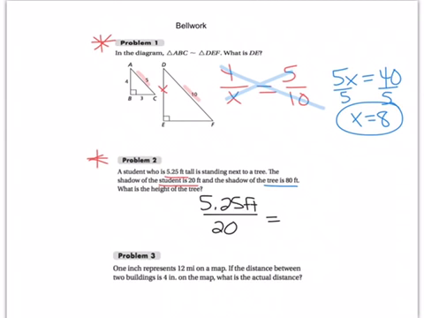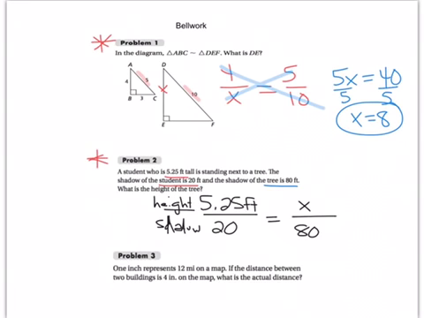So we've got height over shadow. I would just need to set that equal to height over shadow. So the 80 feet that they're giving me is the length of the shadow. That has to go at the bottom. We don't know the height of the tree. That's going to go at the numerator.